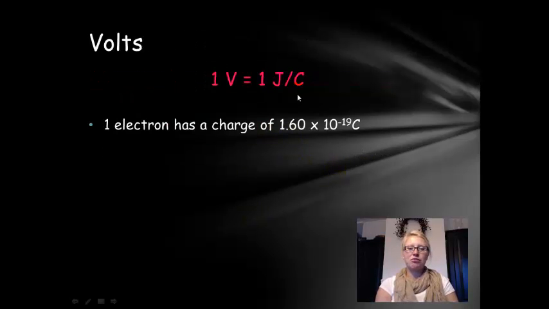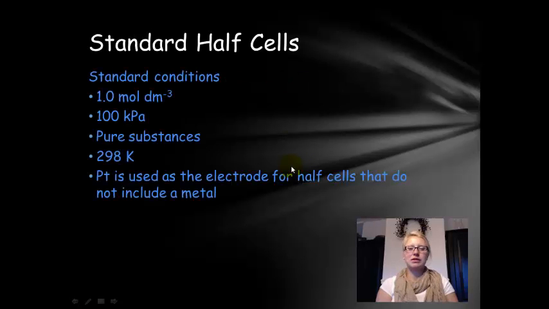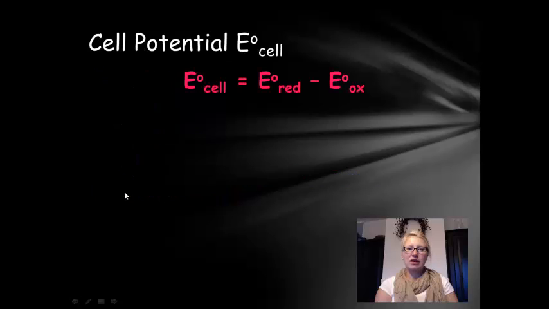A volt is equal to 1 joule per coulomb. So one electron, remember, has a charge of 1.6 times 10 to the negative 19th coulombs. So a standard half cell means you have a 1 molar solution, 1 mole per decimeter cubed, or 1 mole per liter. You have 100 kilopascals of pressure. You have pure substances. You have a temperature of 298 Kelvin. And for half cells that do not include a metal, you use platinum for the standard half cells. For those standard half cells, you can find the reduction potential.